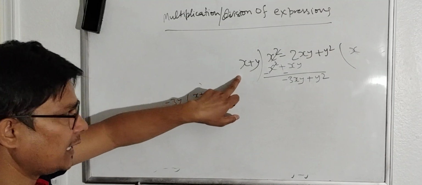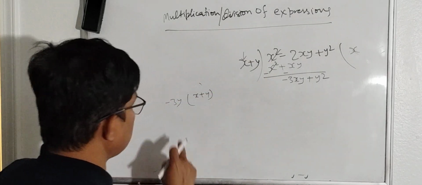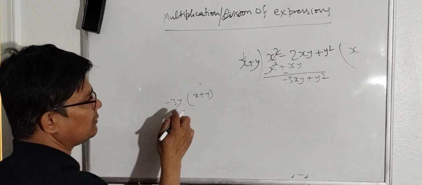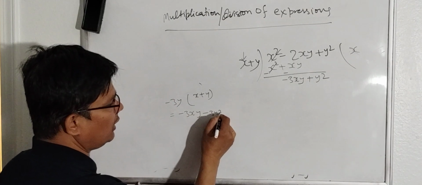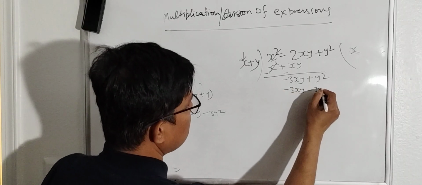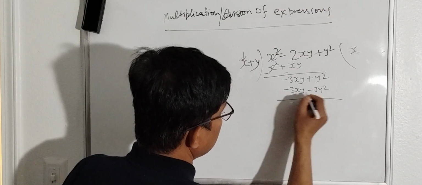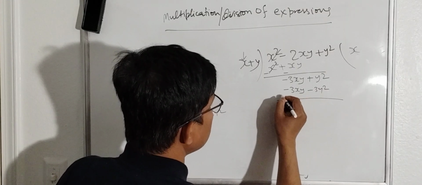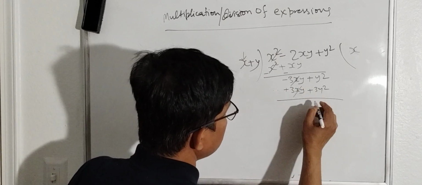I can use y or I can use x. I'm using this term, x, to eliminate this 3xy. So that's why I have to multiply by minus 3y. So now multiply minus 3y to x plus y. That will become minus 3xy and minus 3y square. So write down here, minus 3xy minus 3y square. Now subtract. So this will become plus sign and this will also become plus sign. So this will become plus, this will become plus, this is gone, 4y square.